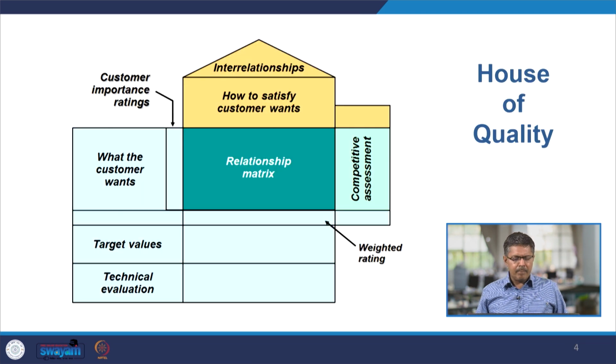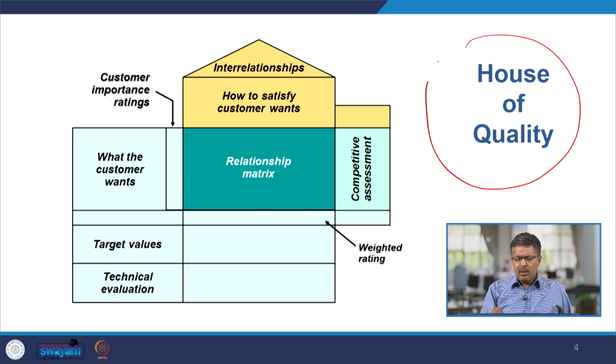Now if you look at this diagram, as I have said, it is also called the house of quality. Why the house? Because if you can see, it looks like a terrace, there are some walls, and its shape is similar to a house. So what are the different factors?